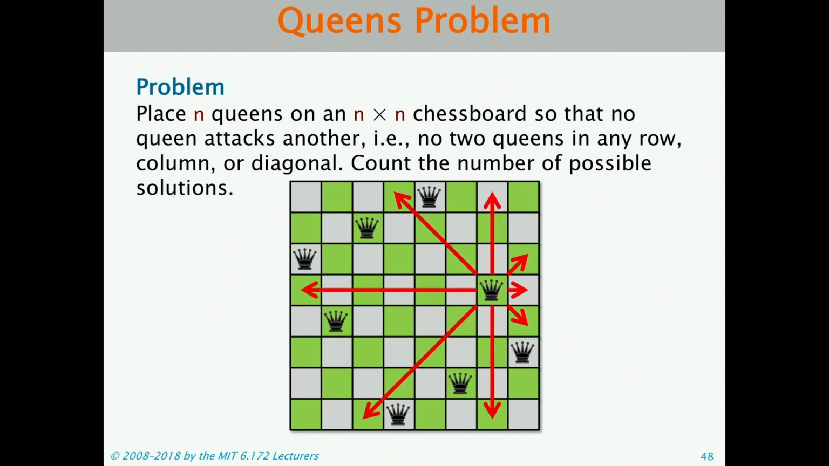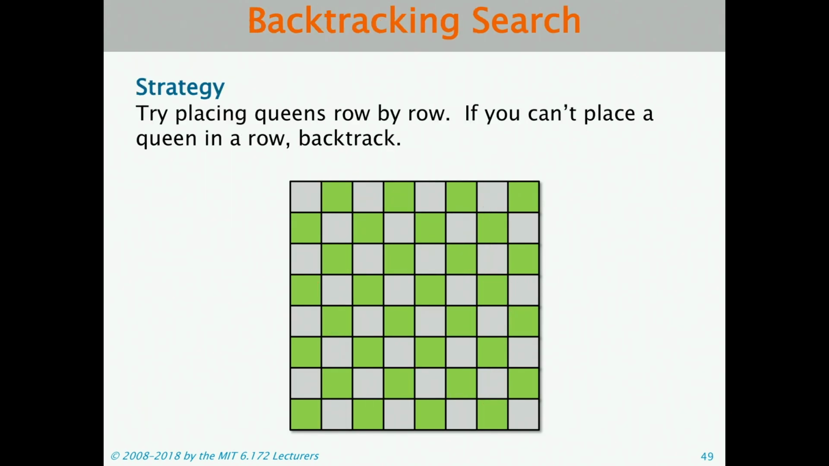And in this example here, this is a valid configuration. You can check for each of the queens. It can't attack any other queen on the board. So one common strategy for implementing the n queens algorithm is to use backtracking. We're going to try placing queens row by row. We know that there can only be one queen per row, so we just need to determine which position in that row the queen will appear in. And then if we can't place a queen in any row, then we backtrack.